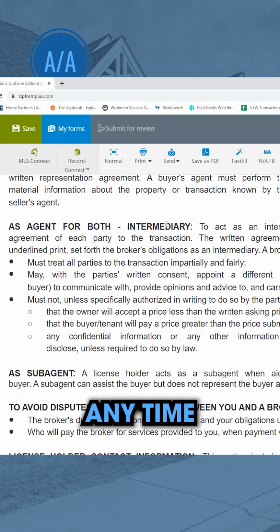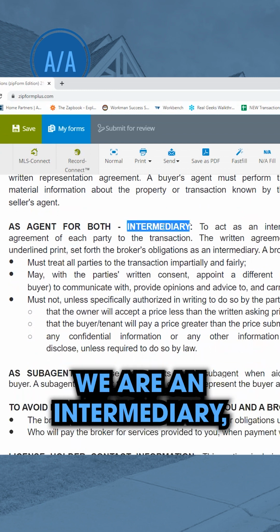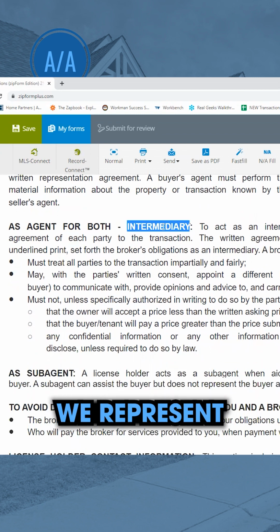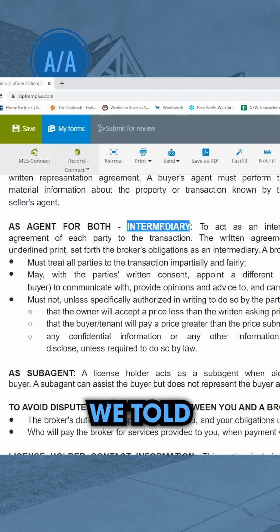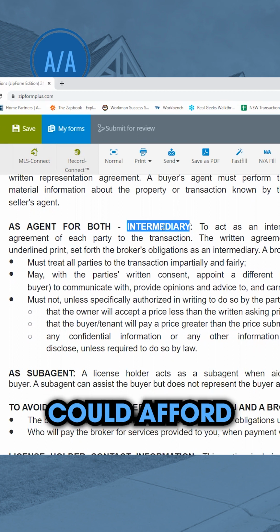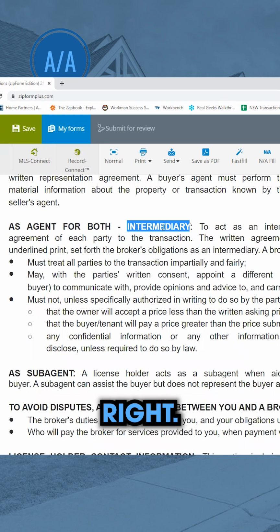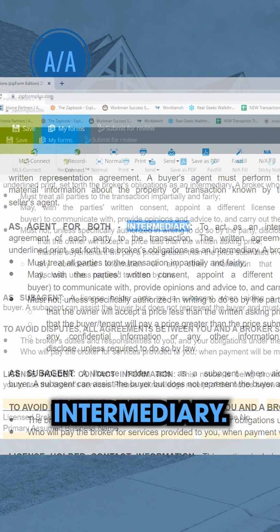And so, of course, anytime we are an agent for both, we are an intermediary, which means we represent the buyer and the seller. And if that ever happens, we do have additional rules that we must follow because it wouldn't necessarily be fair if we told the buyer that the seller could afford to sell for less, or if we told the seller that the buyer could afford to pay more, right? So we must be careful when we become an intermediary.